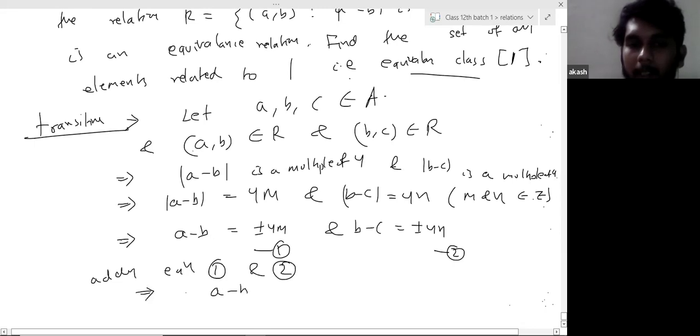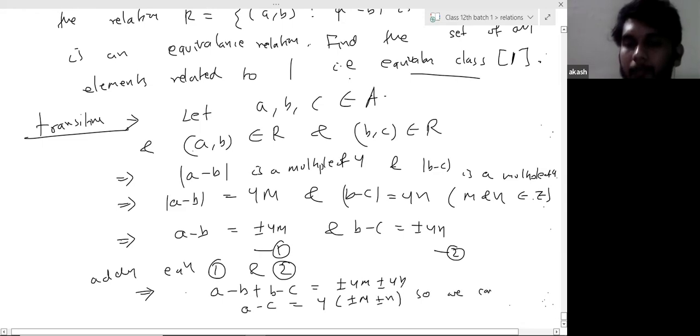So this will be (A minus B) plus (B minus C) equals plus-minus 4m plus-minus 4n. So A minus C, taking 4 common, will be 4 times (plus-minus m plus-minus n). So we can say mod of A minus C is a multiple of 4. So this is transitive, right? This implies (A, C) also belongs to R. This is clear?